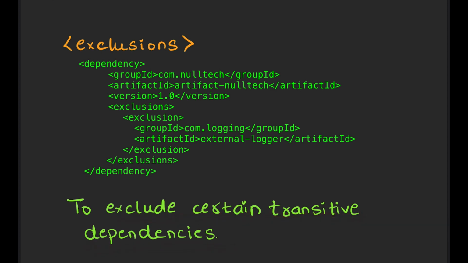For example, here, I am using a dependency called artifact nullTech. This artifact has a transitive dependency on external logger, which Maven adds to my project automatically. But what if I do not want the logger dependency, instead I want to use my own logger implementation? Using the exclusions element, we can indicate Maven not to include certain transitive dependencies.